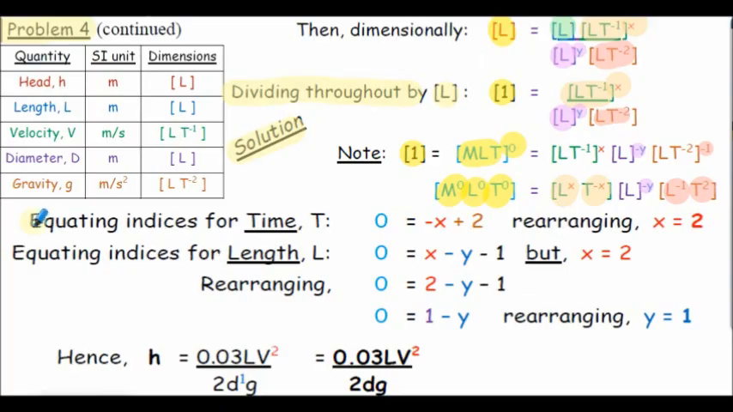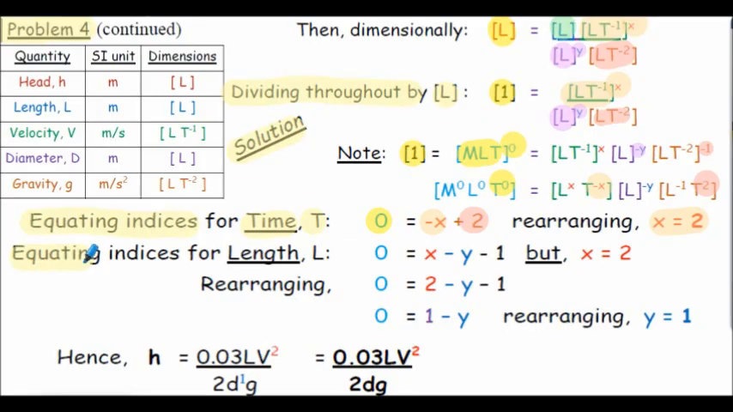So now I can equate the indices, first of all for time here, capital T. On the left hand side I have T to the 0, so there's my 0 on the left hand side. On the right hand side I have T to the negative x, so negative x, and T to the positive 2, my positive 2. One unknown in one equation I can solve by rearranging, so add an x to both sides. I can clearly see x is positive 2.